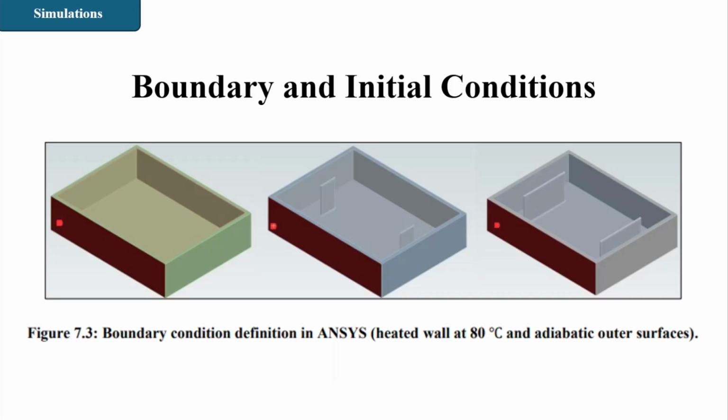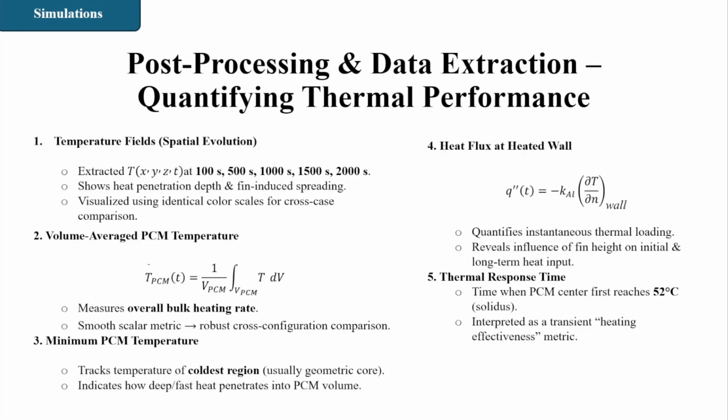Now, the boundary and initial conditions that we talked about first: you can see here that the boundary is a specific wall heated up to 80 degrees Celsius, and the other surfaces are specified as adiabatic outer surfaces.